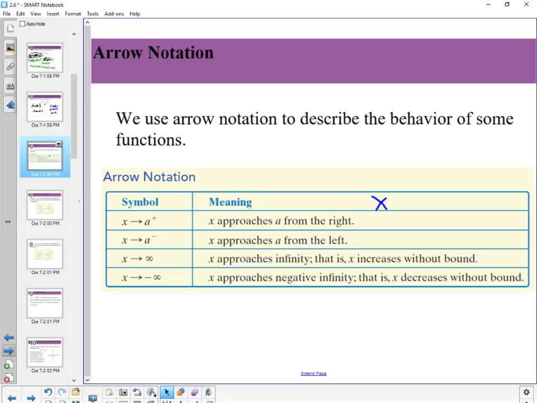Here is, why is there an X here? Oh, is this what I was trying to write in? Yeah.